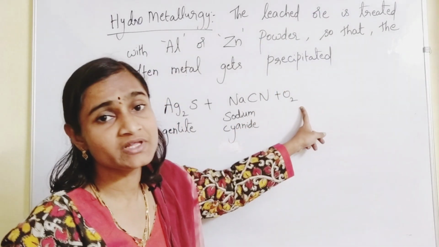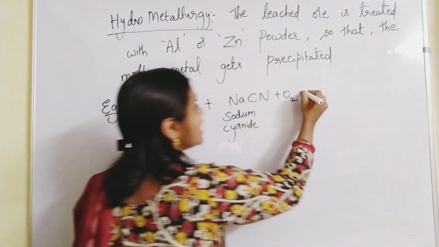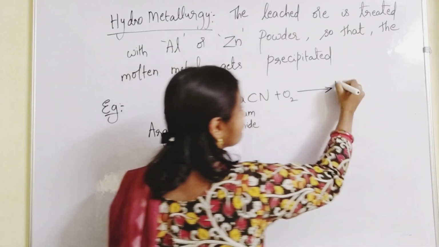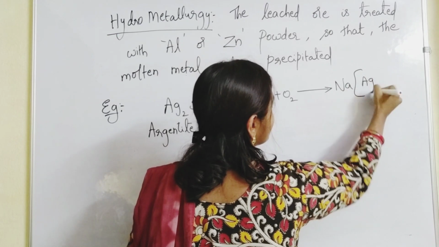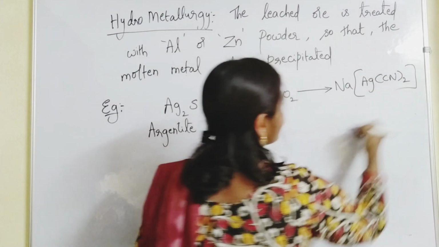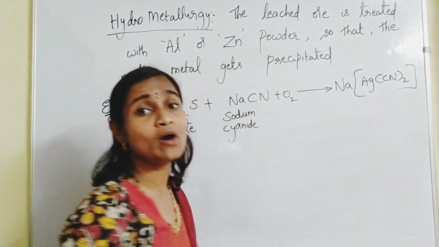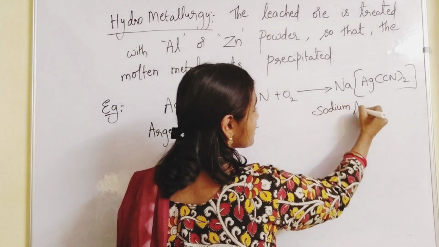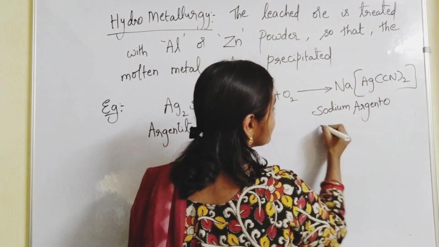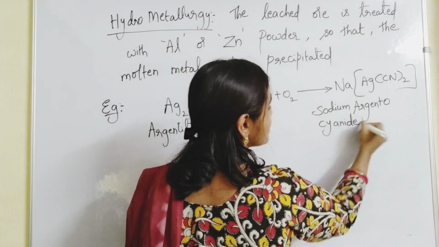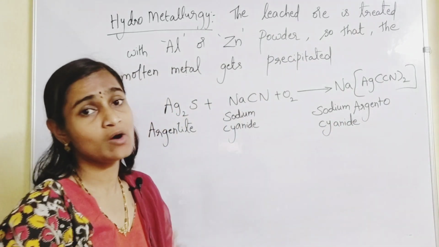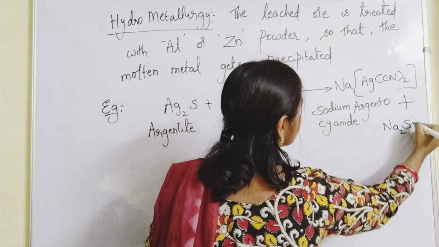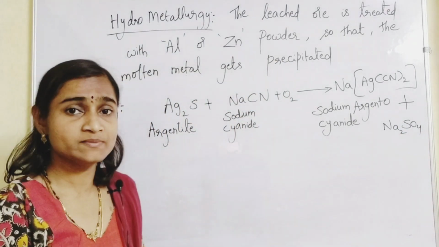Heated means a reaction with what? Oxygen. So that it gives rise to NaAg(CN)2. What is this substance? It is a complex substance. A complex substance called what? Sodium argentocyanide. This is the complex substance formed, and along with that Na2SO4, sodium sulfate, also will form.